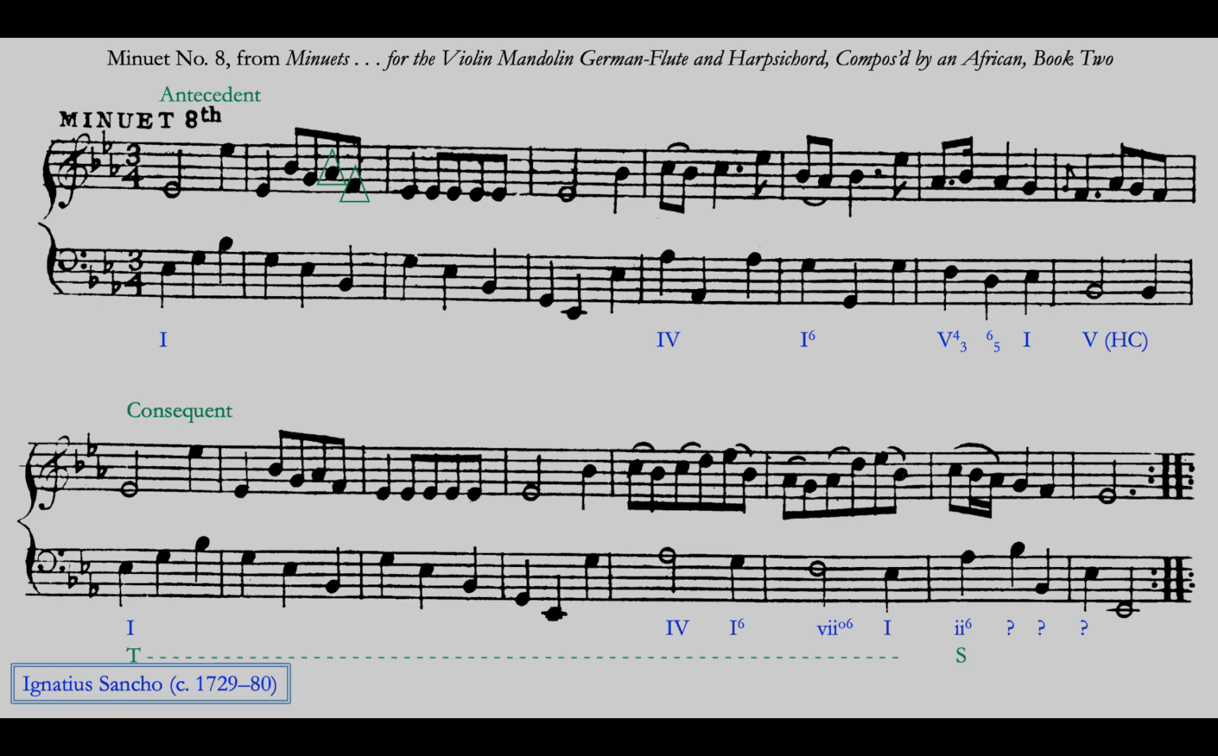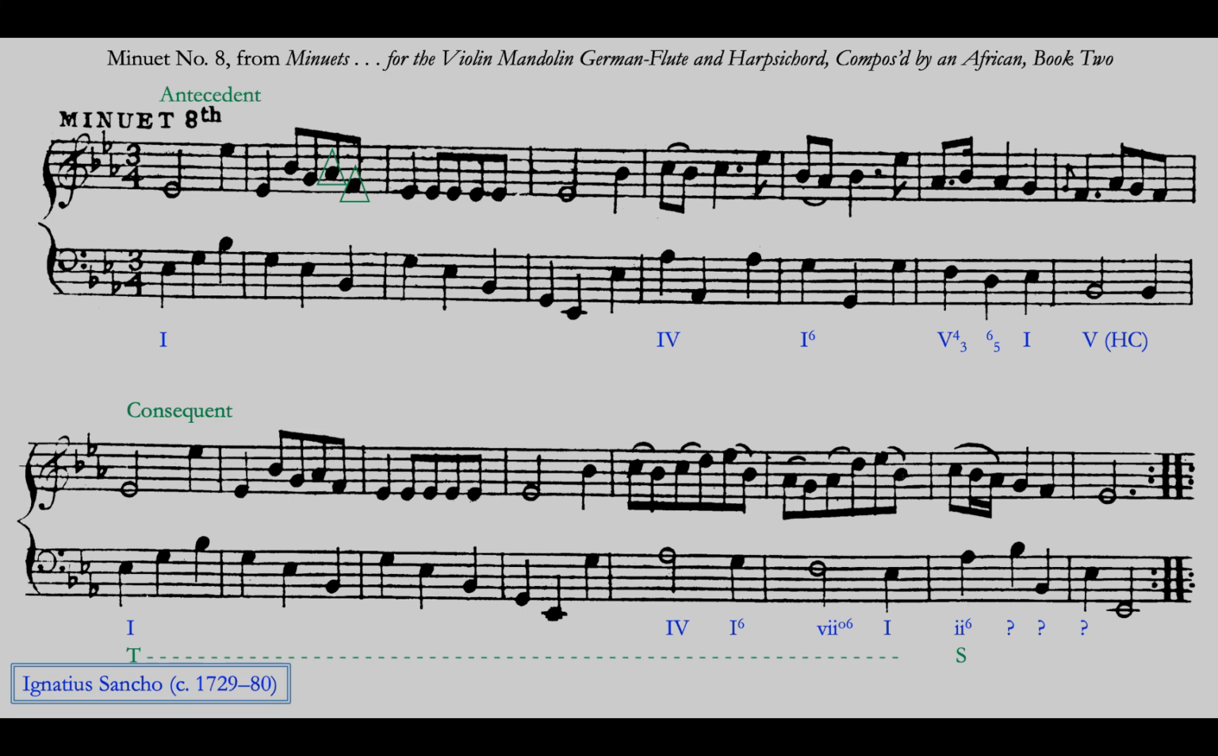One thing I wanted to mention that we've seen quite a bit when we have antecedent-consequent pairs is that the consequent accelerates the harmonic rhythm. For example, in the antecedent we have a whole bar of 4 and a whole bar of 1/6. But in the consequent we move from 4 to 1/6 in a single measure. And the reason is the consequent has to get a little bit further harmonically.